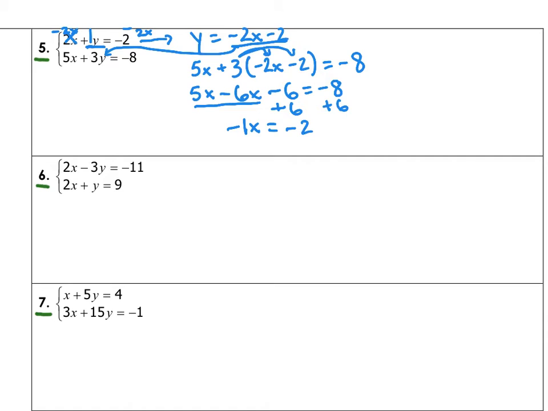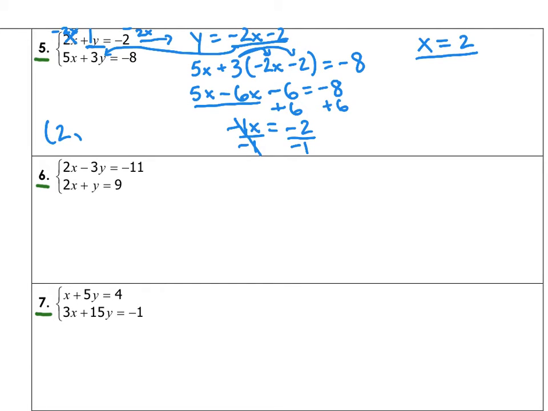Now I want a positive x. I want a positive 1x. So I have to get rid of that negative. In order to get rid of the negative, I'm actually going to divide by negative 1. And when I divide both sides by negative 1, I'm going to get x, a positive 1x, equals a positive 2. So we know that our x value is 2. I'm going to go ahead and set up my parentheses. I'm going to set up my coordinate point. And you already know the next step.